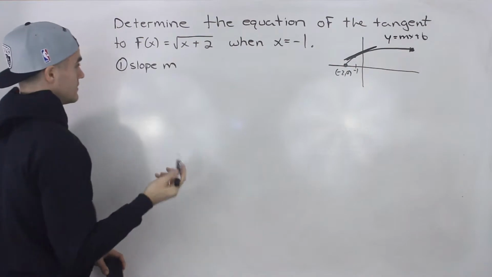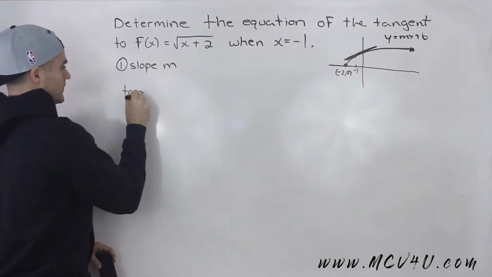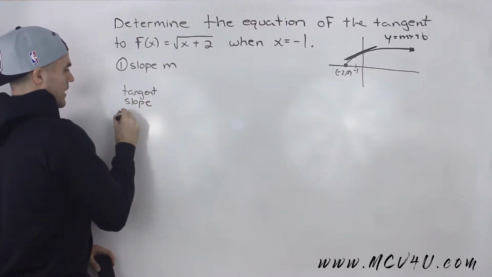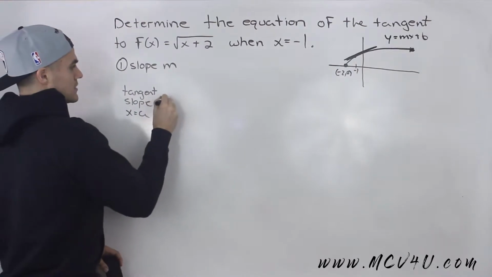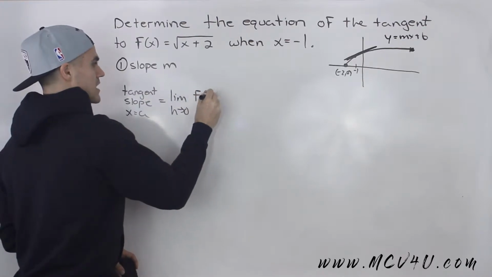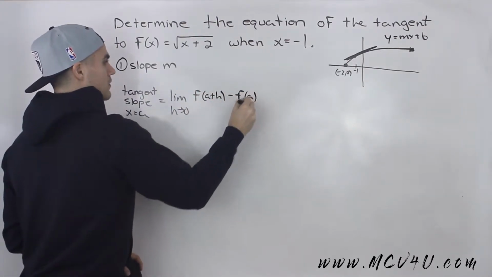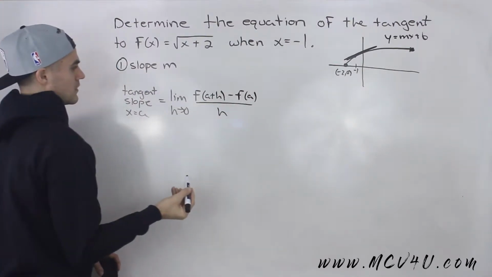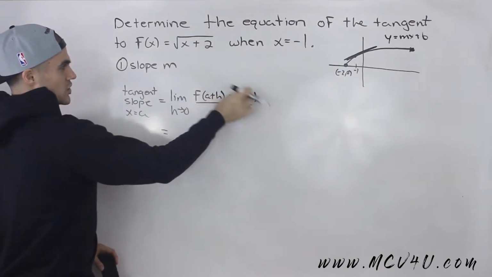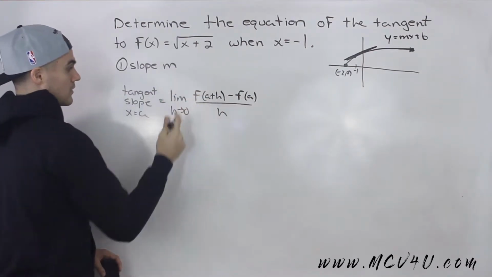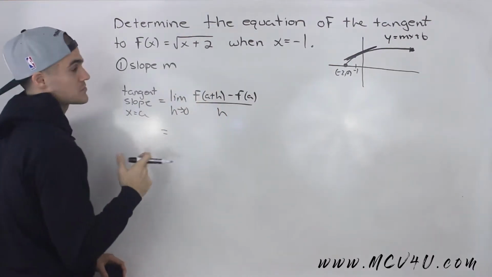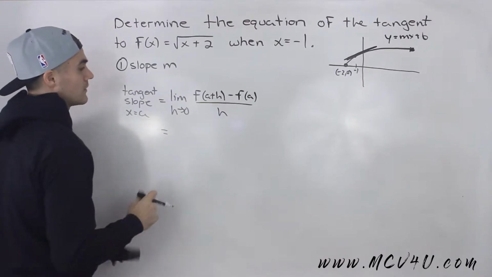And we know that the tangent slope of any function when x is equal to a is equal to what? It's the limit as h goes to 0 of f of a plus h minus f of a, all over h. So what we have to do is plug a plus h and a into the function that we are given. Let's find a general expression first for any x value a, and then we'll plug in our specific x value of -1.